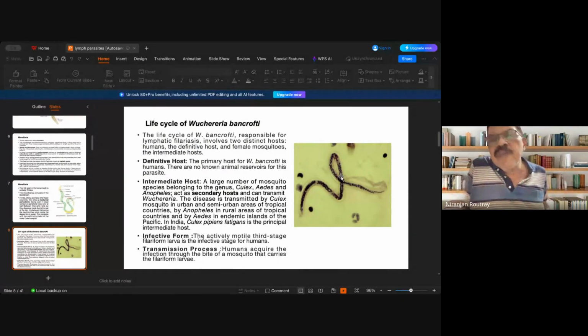Now, what is the infective form? The infective form means the stage at which it can infect a healthy individual. That is called the infective form. The infective form is the filariform larva, and it is the third stage larva, L3. It is considered as the infective stage for human beings. Now, what is the transmission process? Human beings acquire the infection through the bite of a mosquito that carries the filarial larva.